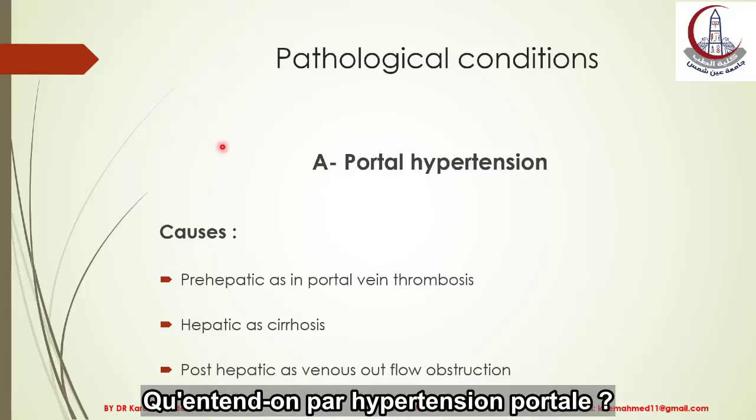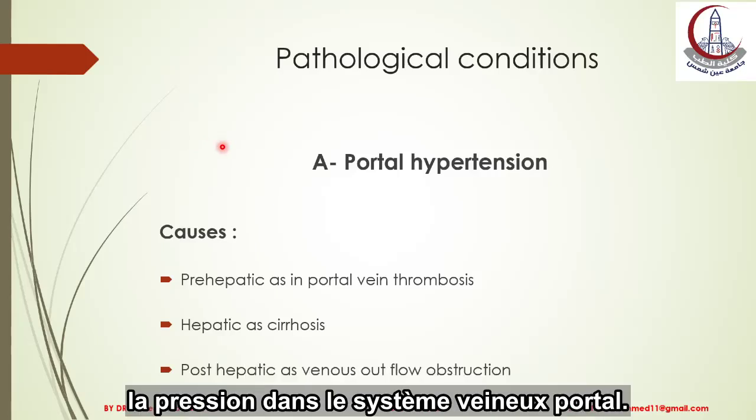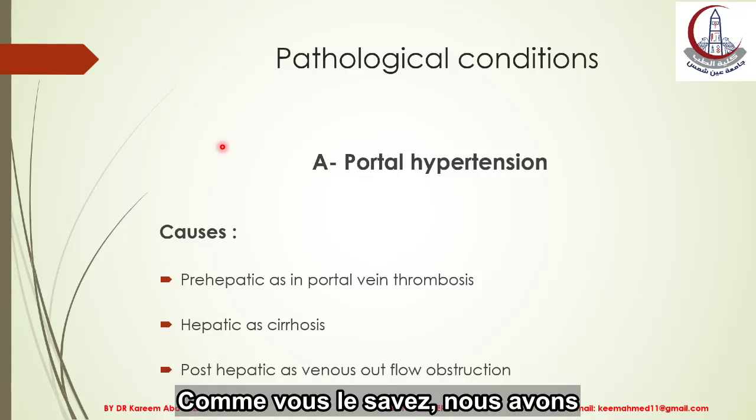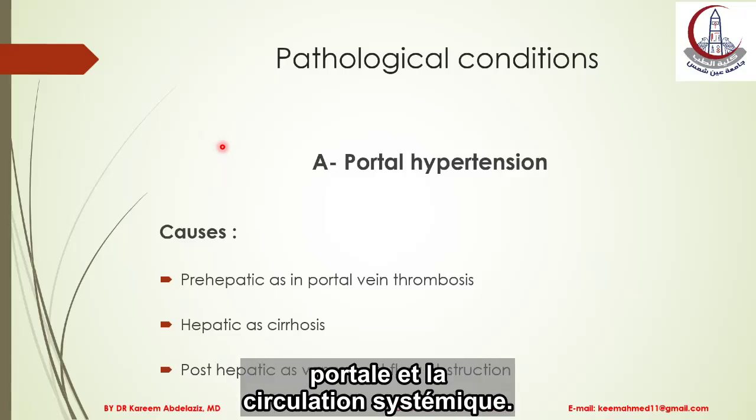So, what's meant by portal hypertension? Portal hypertension is elevation of the pressure within the portal venous system. As you know, we have two circulations: what's known as portal circulation, and what's known as systemic circulation.